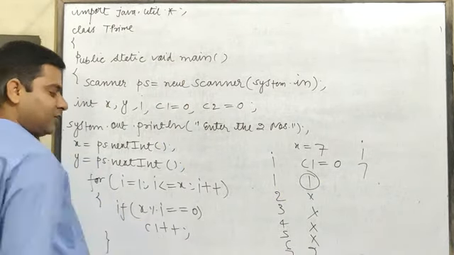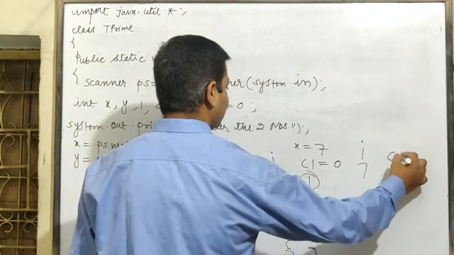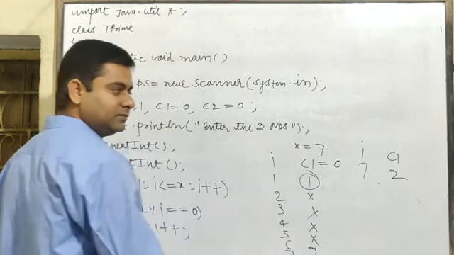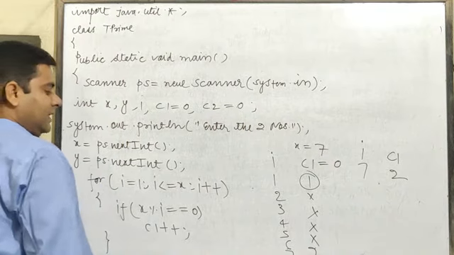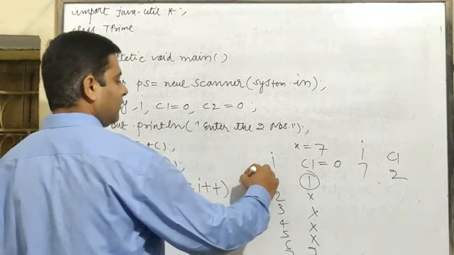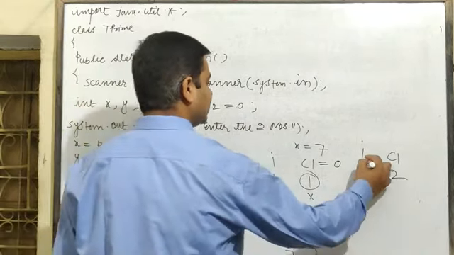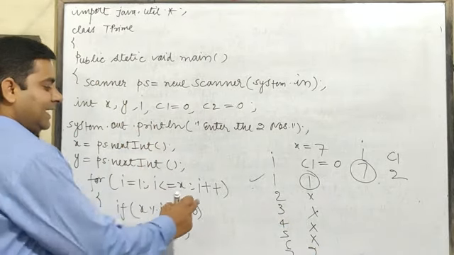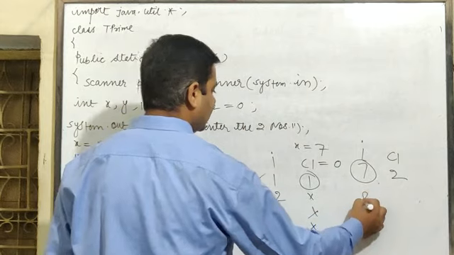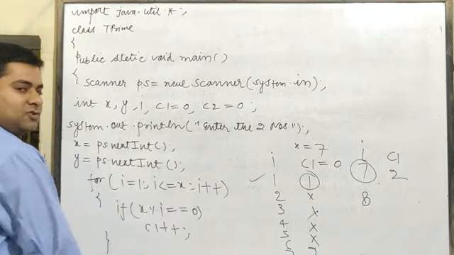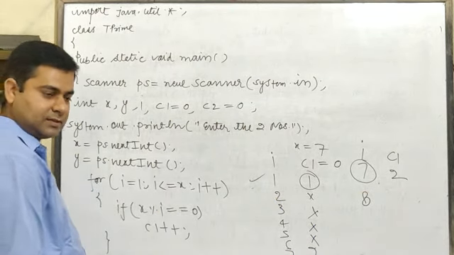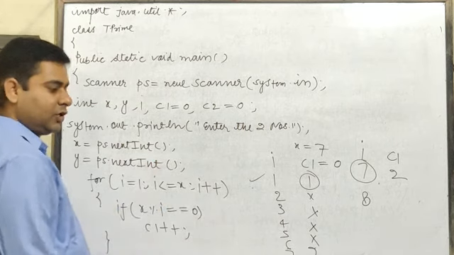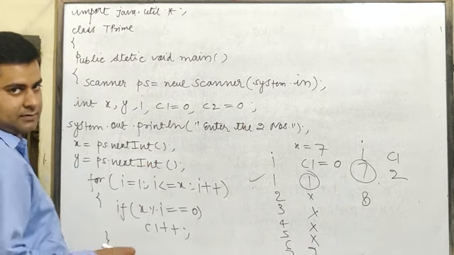So last time it was 1. Now C1 plus plus. The value of C1 will be what? 2. Okay. So 7 is having two factors. First is 1. Second one is itself. So how many factors are there? 2. I plus plus, 8. Value of I will be what? 8. 8 is less than equal to 7? Condition will be false. So it will come out from the loop. So this is the loop to count the factors.